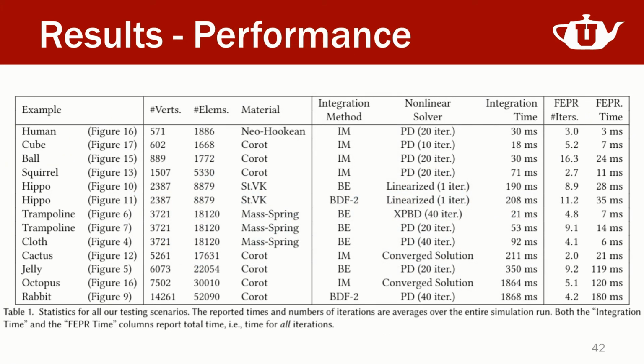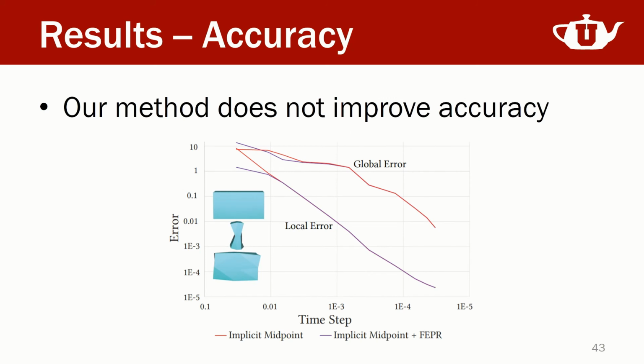We ran lots of examples in order to assess the performance of FEPR, and we saw it's always less expensive than the underlying time integration scheme, up to an order of magnitude for some examples. Although our method improves the energy conservation, it does not improve or change the accuracy of the underlying integrator. To analyze the accuracy of our method experimentally, we simulated a pre-stretched cube with decreasing time steps to produce this graph. As the time step decreases, our method converges to its underlying integrator and produces the same error both locally and globally.